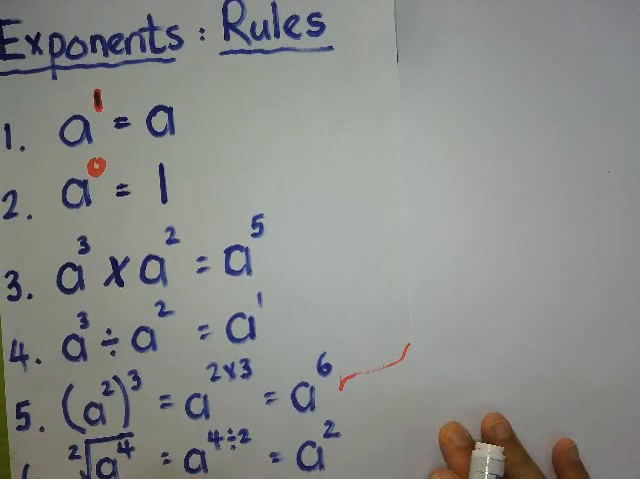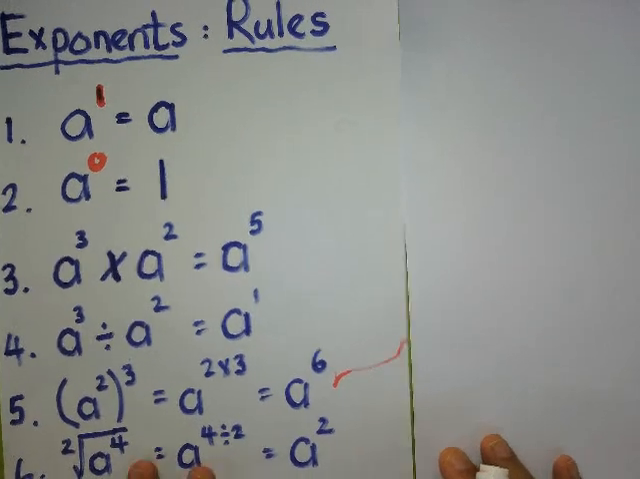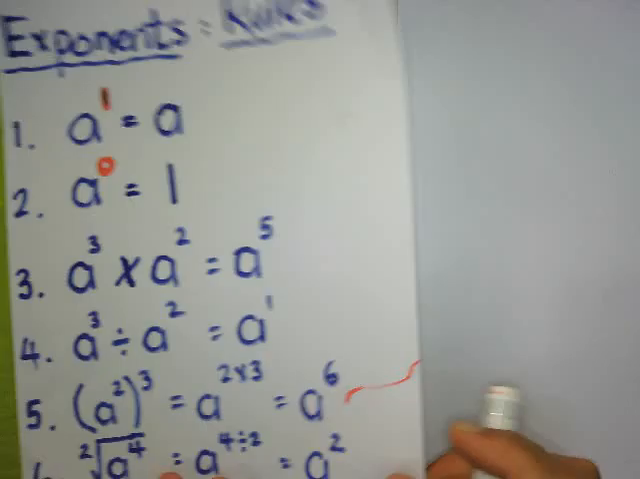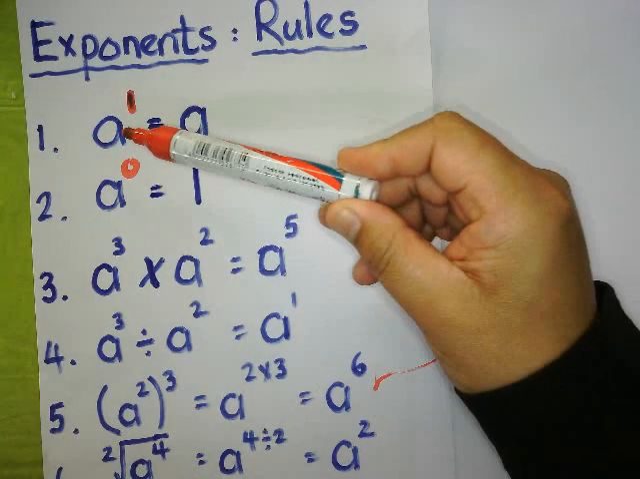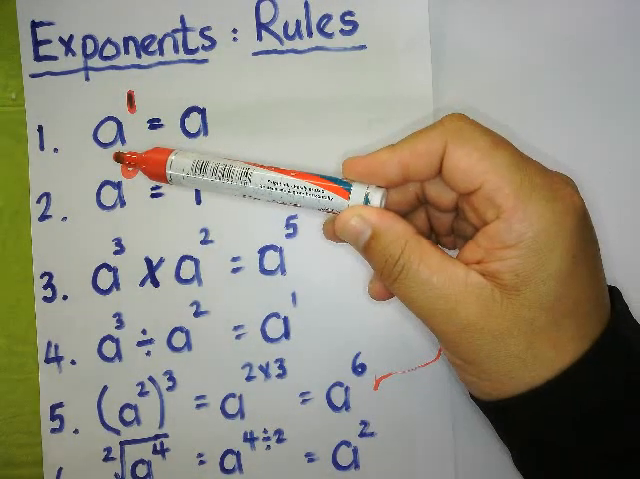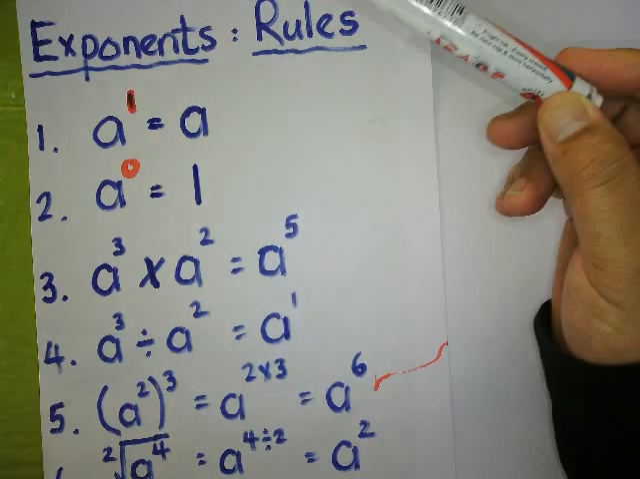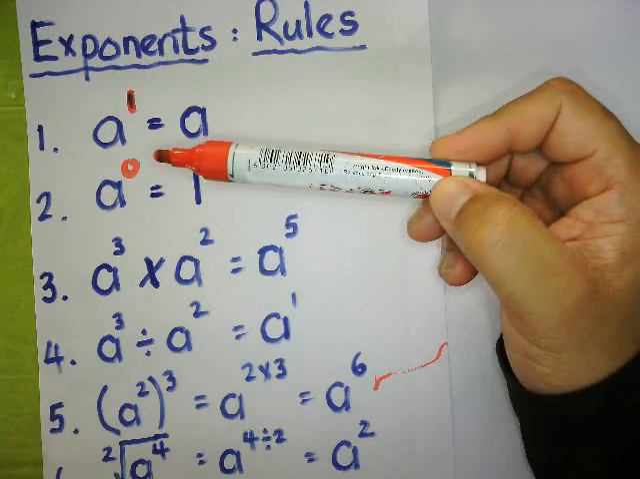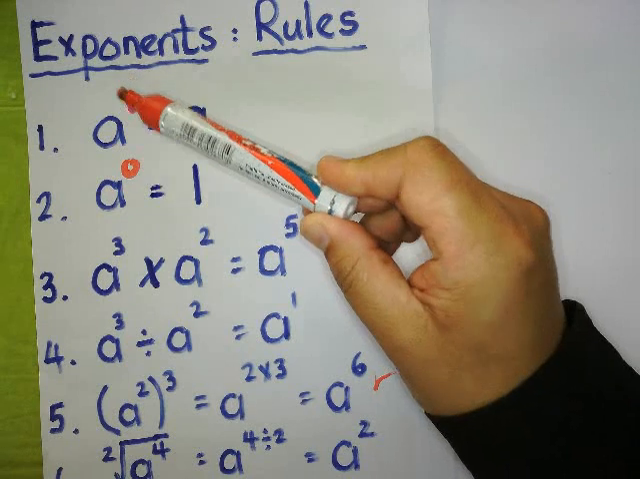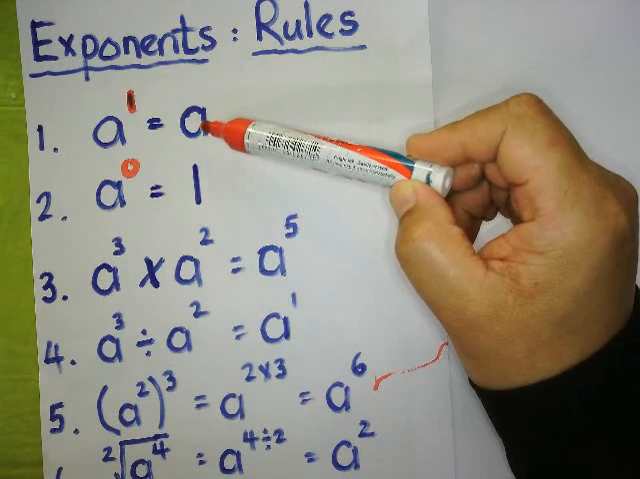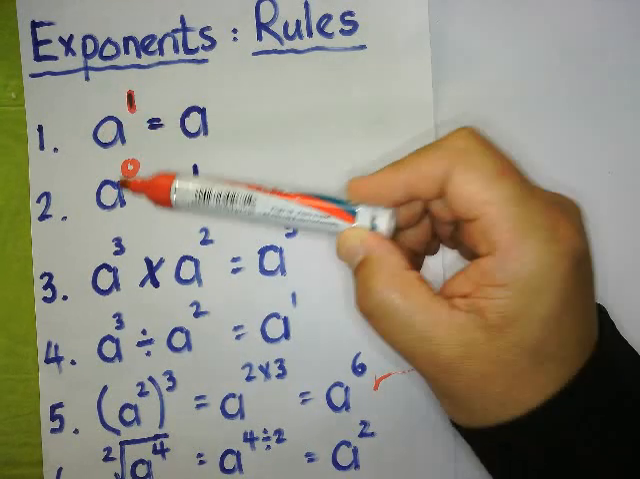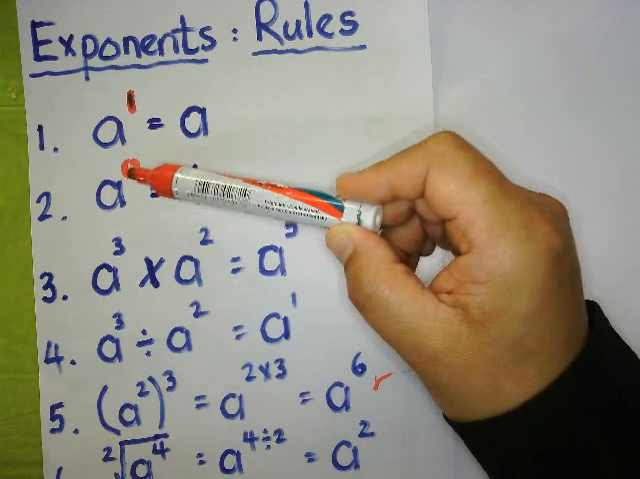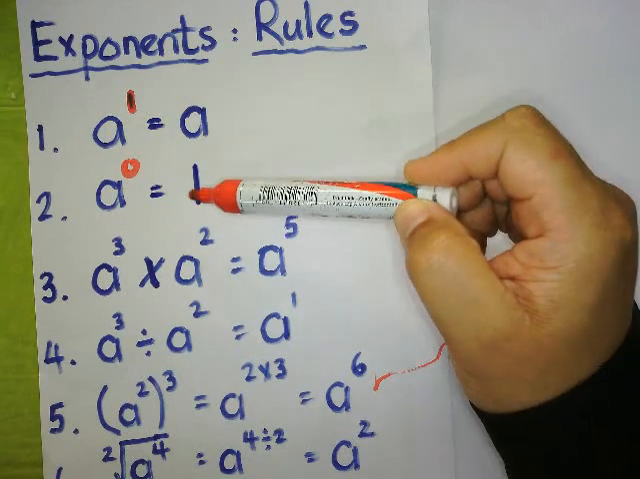Right, so here are the rules. Rule number 1 says that, and I'm going to use the letter A, meaning A stands for any number. So you can imagine any number in place of A. So any number to the power 1 gives me that number. That's rule number 1. I'll give some examples just now. Any number to the power 0 is equal to 1.